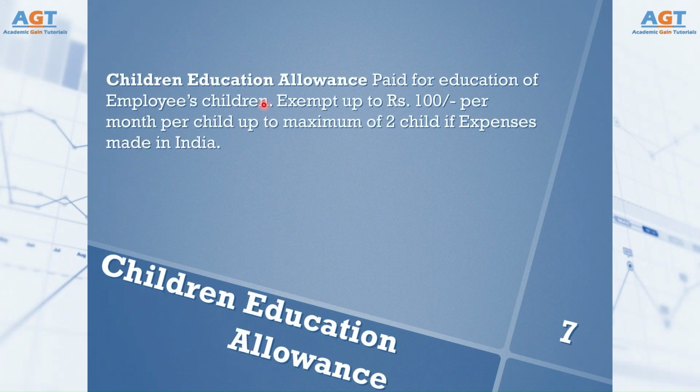Number 7. Children Education Allowance. This allowance supports expenses for an employee's children's education. It is exempt up to 100 Indian rupees per month per child for up to 2 children. Exemption applies only when the expenses are incurred within India.